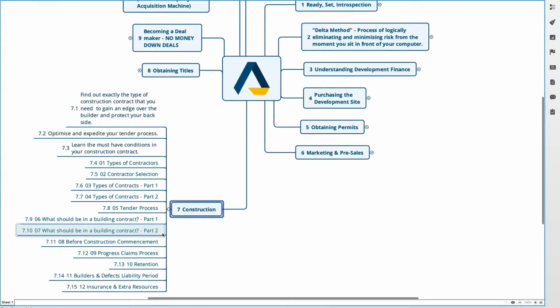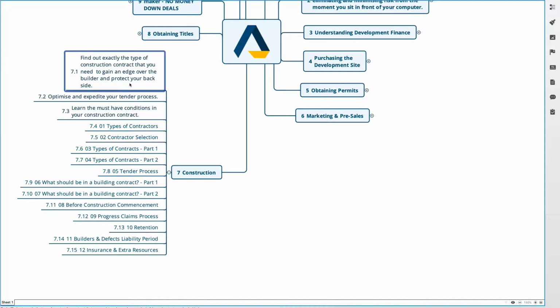Construction, we go into details about what type of construction contract that you need to gain an edge over the builder and protect your backside. Optimize and expedite your tender process.